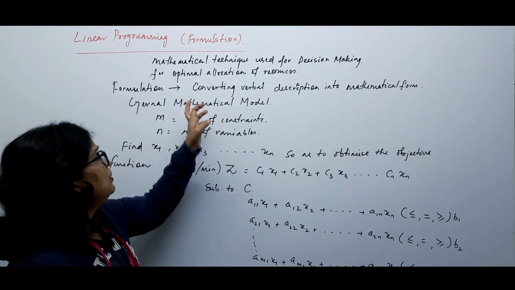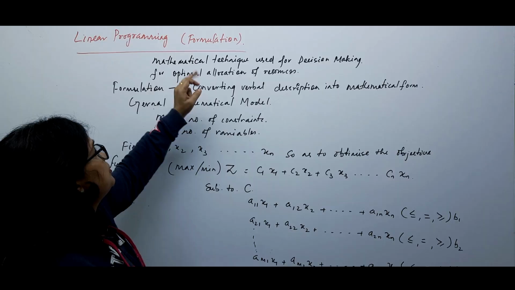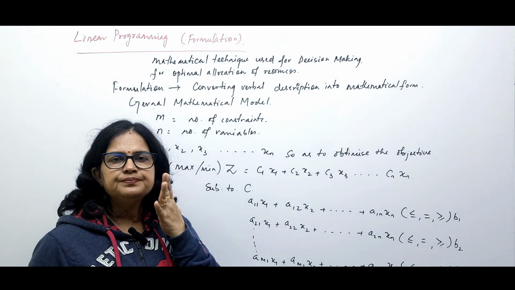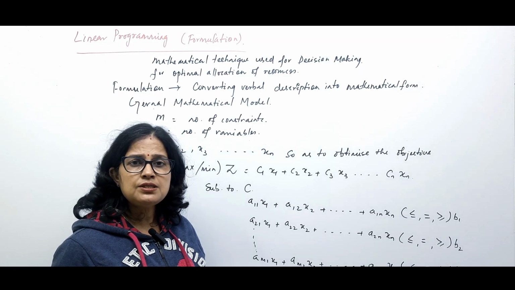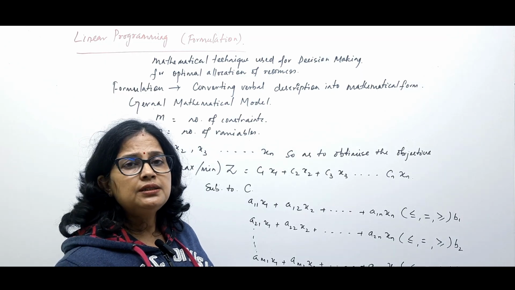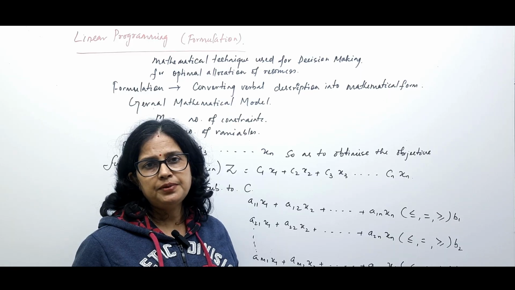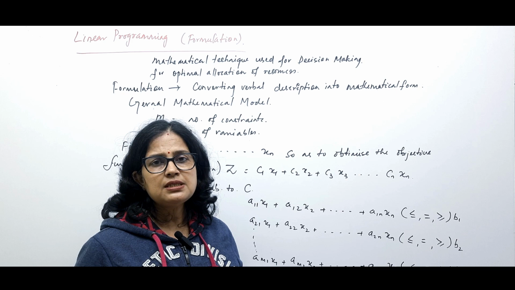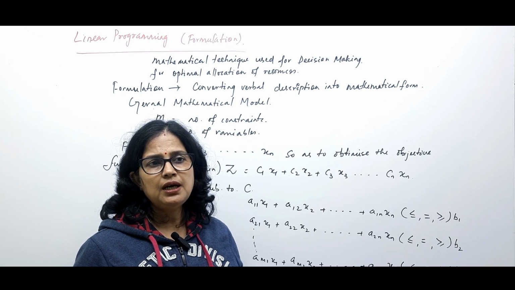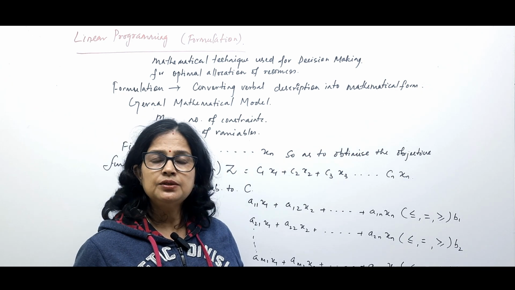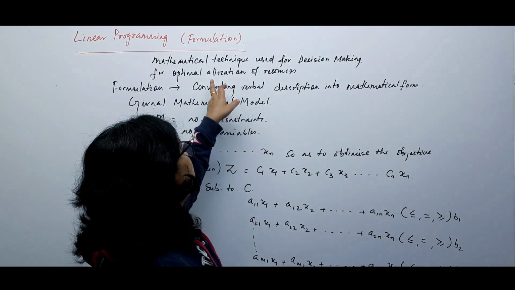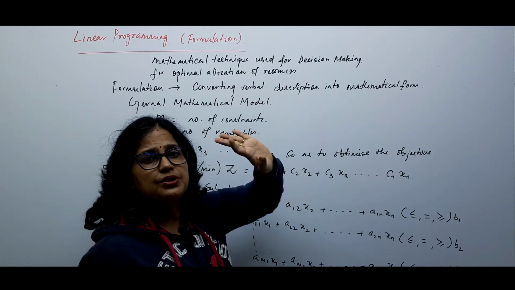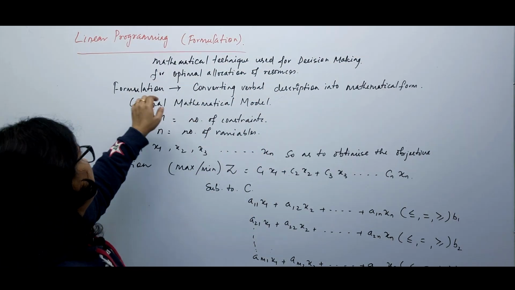So as we all know, linear programming is a mathematical technique used for decision making. It helps us to allocate the resources in a proper way. We know that resources are always limited, so we have to use them in a proper way. So we use linear programming for optimal allocation of resources.